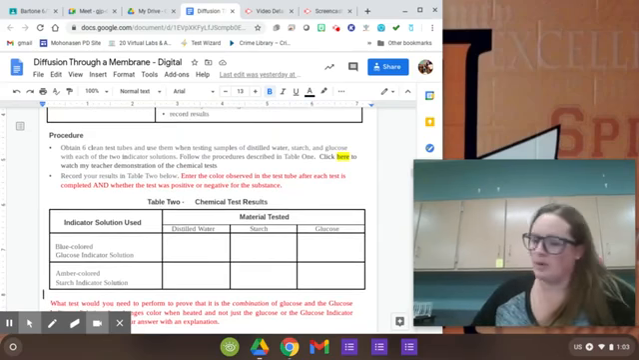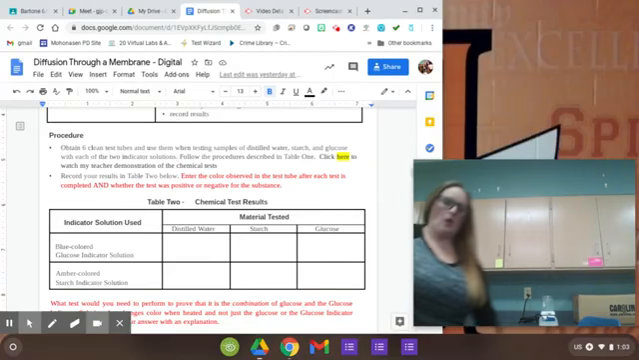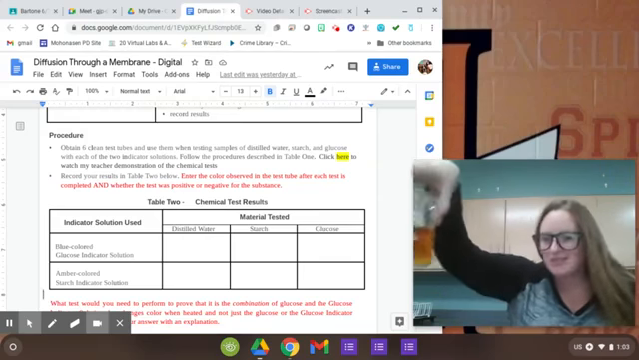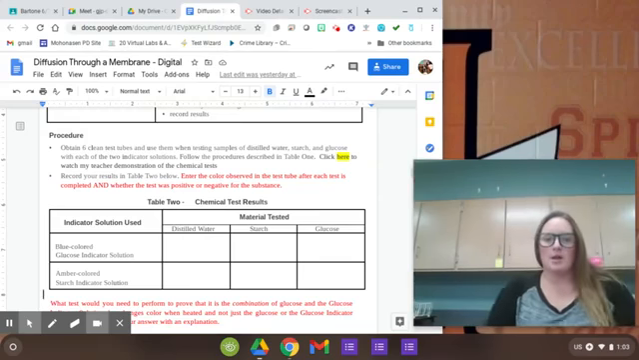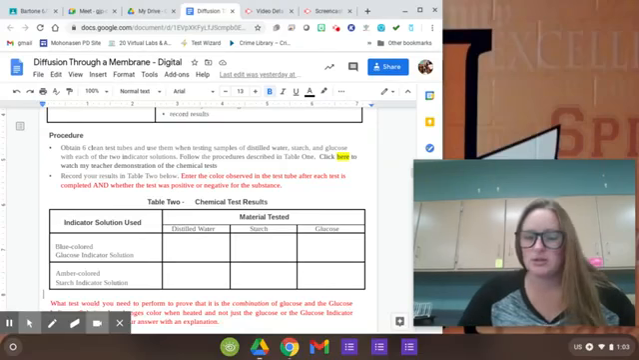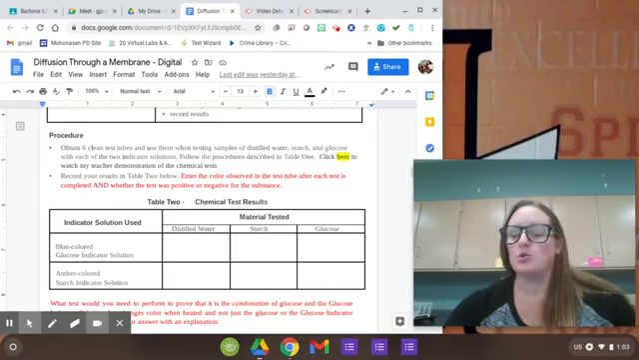So we have set up our artificial cell, which I forgot over here. We have set this up already, and we are waiting to see what's going to happen. I promise you, hopefully something will happen. But basically, when we see what happens, we want to know what that means. The whole point of doing this is to know what it means.